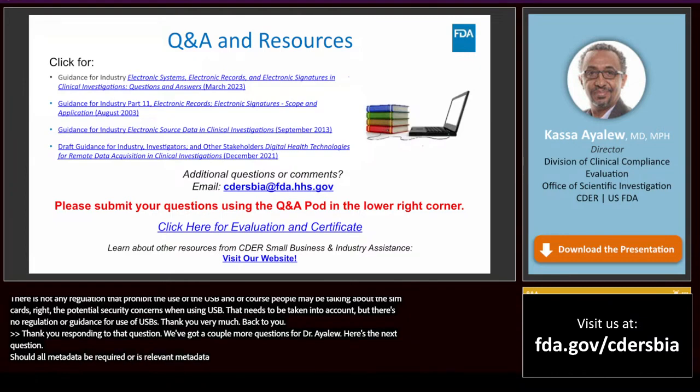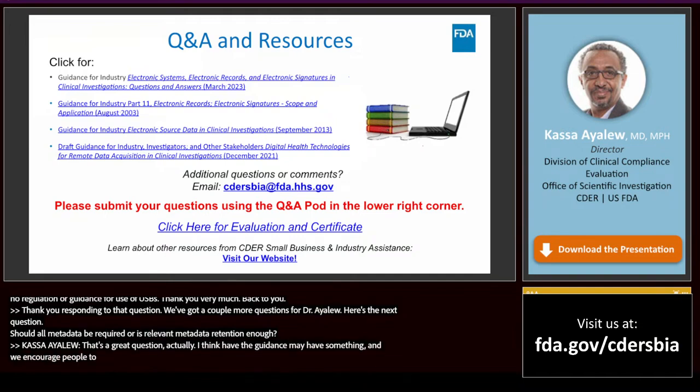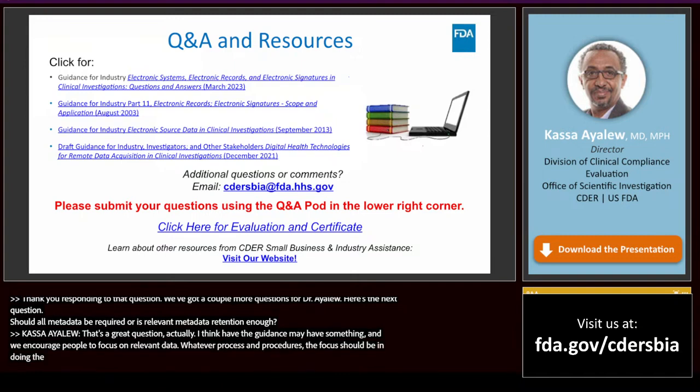That's a great question, actually. I think the ICH guidance may have something, and we encourage people to focus on relevant data. Whatever the process and procedures, the focus should be on doing the expected activities for relevant data. And the risk-based, or risk-proportionate, approach is intended to encourage all the stakeholders to focus on relevant data. Back to you, Ray.